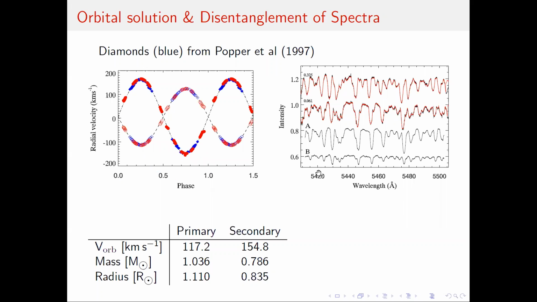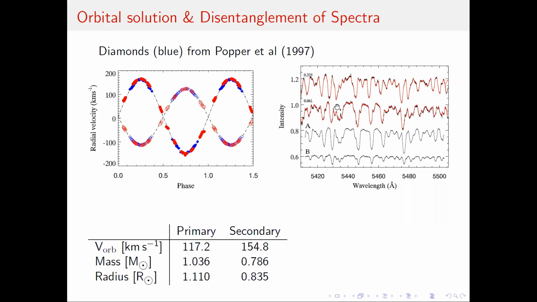We also performed some orbital solution and disentangled spectra on the binary. Specifically here on the left, we can see the orbital solution that we have obtained. The red circles are our own observations, while the blue diamonds correspond to observations from Popper et al. So we can see here that it has a fairly high orbital solution, and this allows us also to obtain fairly accurate masses of the system.